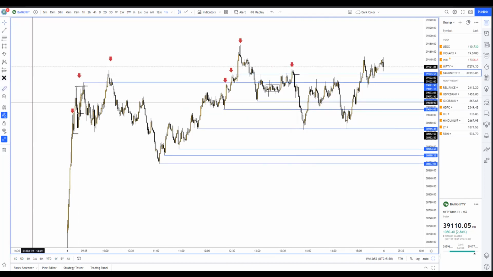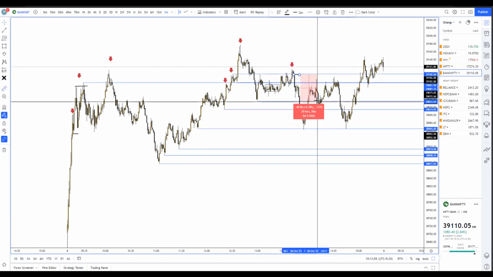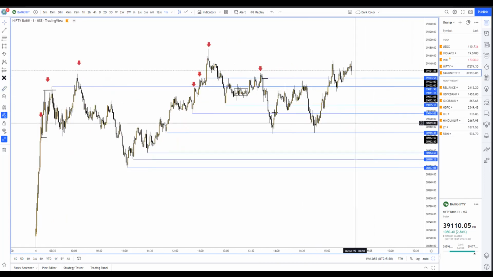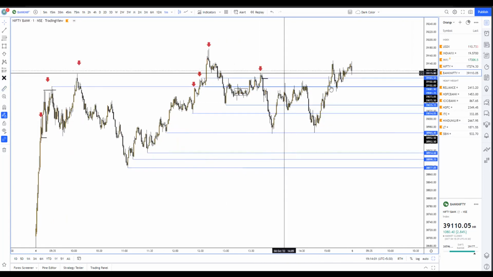The minimum first target is 65 points. So 30 to 35 points we made it. This was on the sell side, very quick one.